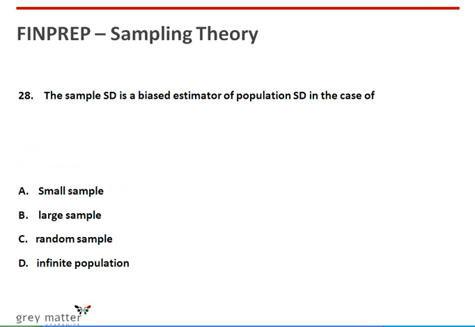The 28th question: the sample standard deviation is a biased estimator of population standard deviation in the case of the D option, that is, infinite population. This is as per the definition of biased estimator. So the answer is the D option, which says infinite population.